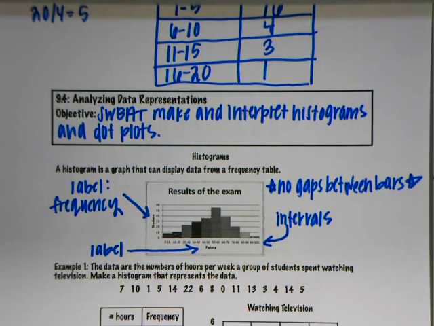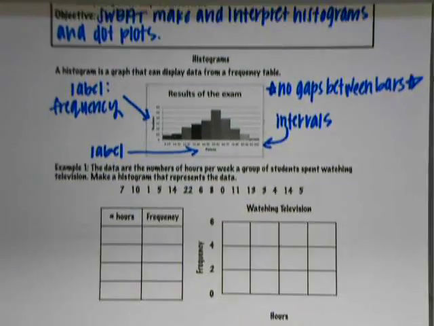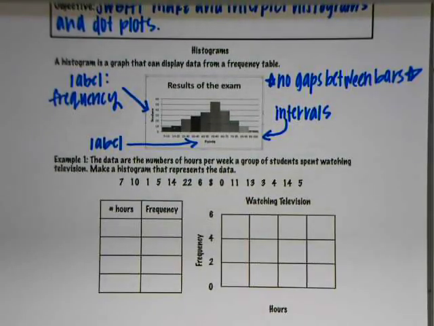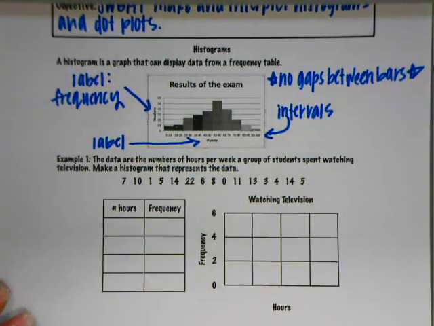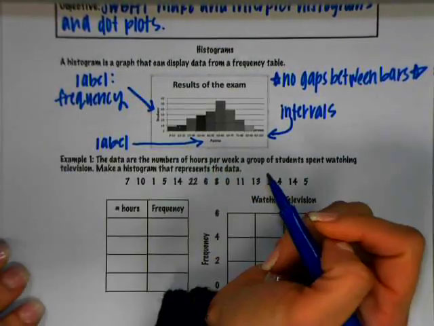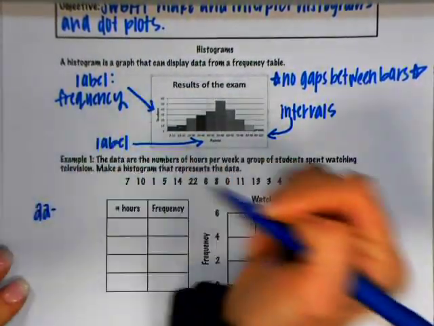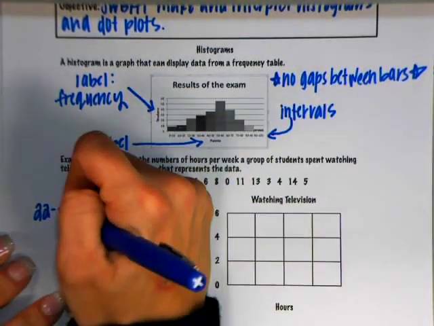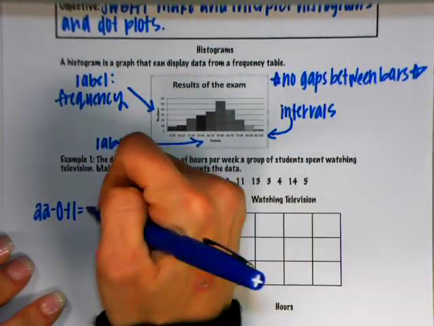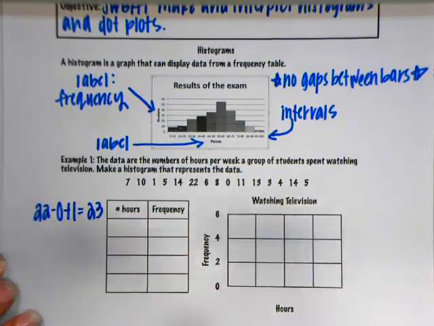All right, so first example, the data are the numbers of hours per week a group of students spent watching television. Make a histogram that represents the data. First we have to make a frequency table. So let's figure out how we're going to split this up. What's the biggest? 22 minus smallest? 0 plus 1 is what? 23. And then how many rows do we have?